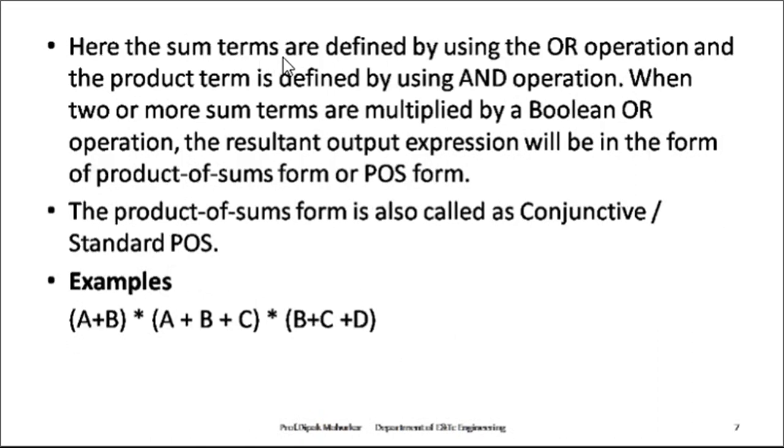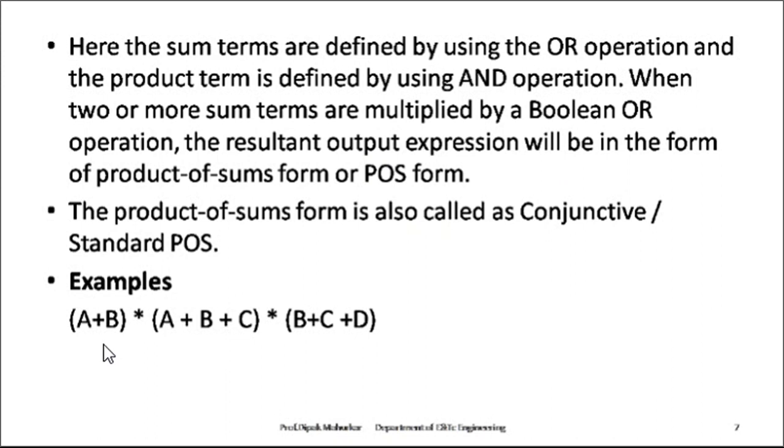Here the sum terms are defined by using the OR operation and the product term is defined by using the AND operation. When two or more sum terms are multiplied by the Boolean AND operation, the resulting output expression will be in the form of product of sum form or POS form. The product of sum form is also called conjunctive or standard POS.